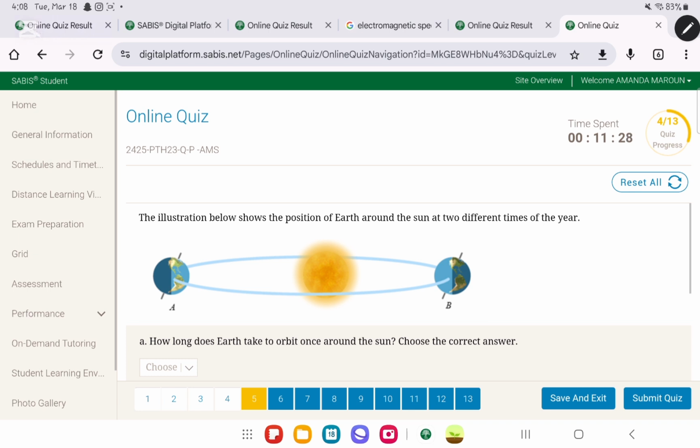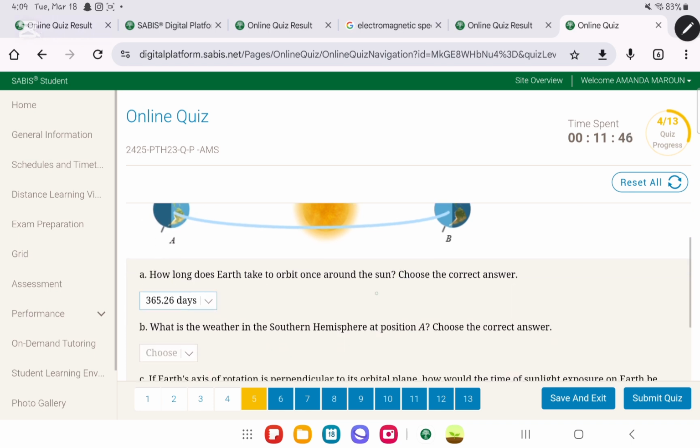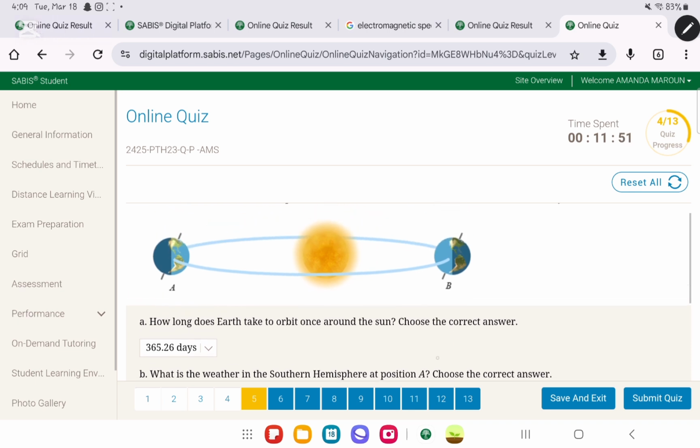Question number 5. The illustration below shows the position of Earth around the Sun at 2 different times of the year. How long does Earth take to orbit once around the Sun? This you should know. It takes the Earth a year, almost a year, to orbit around the Sun. In reality, it is 365.26 days.